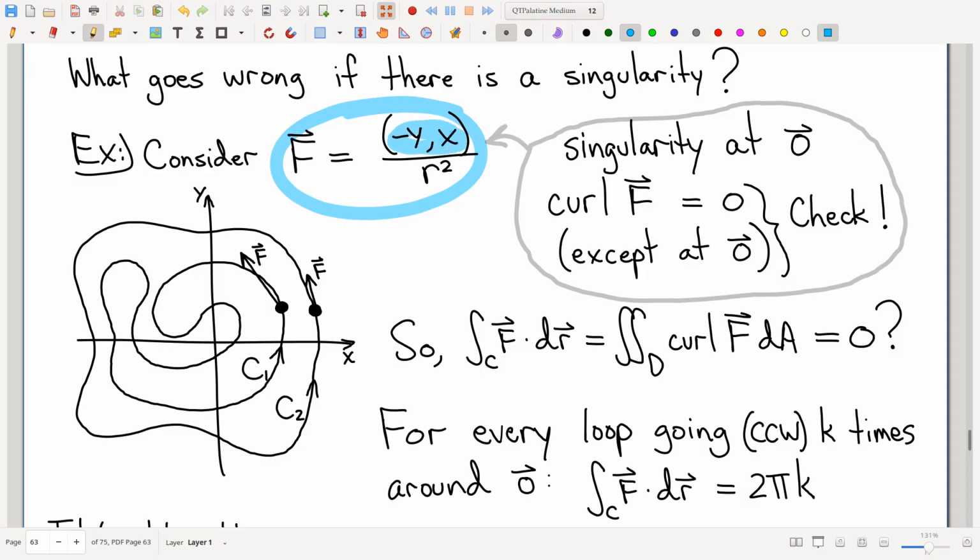Notice the stirred pot, minus y comma x. But notice now that we also have a denominator. That's going to make this sort of more circulation happening near the origin and less, the further you go away from the origin, the smaller these field vectors are. But in particular, we have a singularity at the origin. The vector field is not defined at the origin.